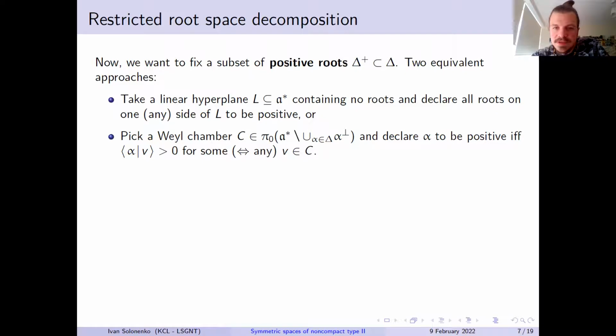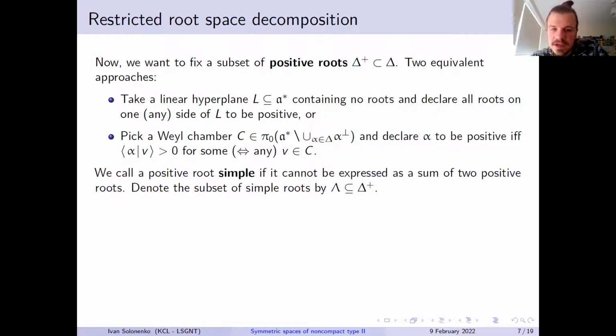Okay, so there is this notion. Basically, you decompose your root system into two equal parts. One is positive roots and the other is negative roots. And now you call a positive root simple if it cannot be expressed as a sum of 2 other positive roots. And you denote the subset of simple roots by big Lambda.